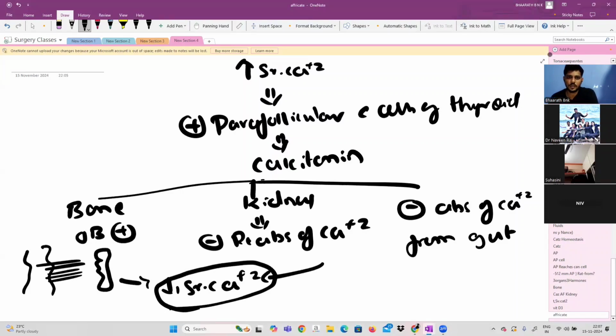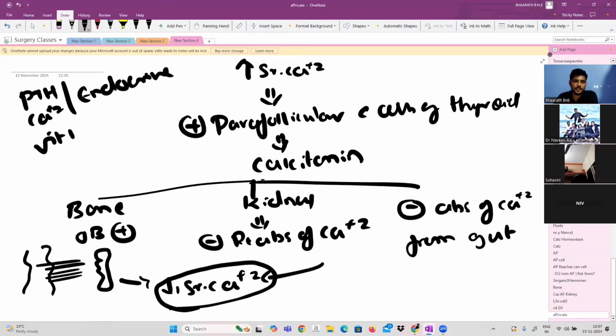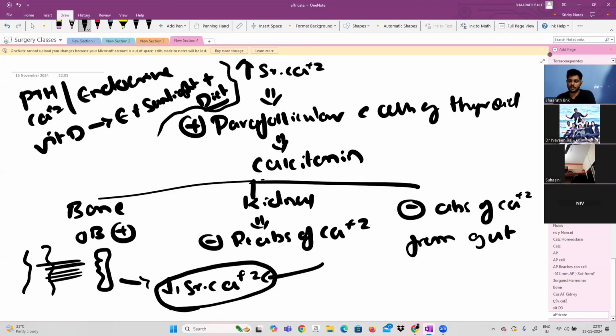Right? So, this is how these three hormones play a role, of which the parathormone and calcitonin are mainly regulated by the endocrine system. But the difference with vitamin D is it is not just regulated by the endocrine system, but it is also dependent upon the exposure to sunlight and also upon the dietary intake. So this is how calcium homeostasis is maintained in the body by the help of these three hormones and these three organs. Is this clear?